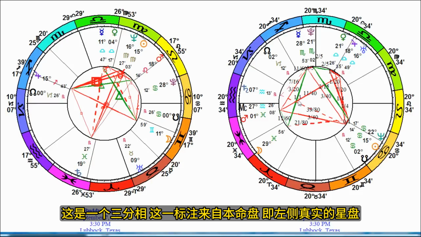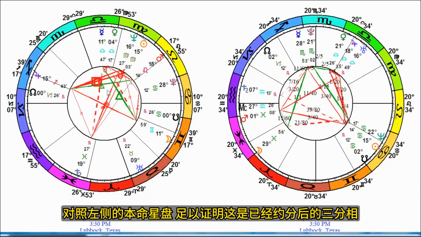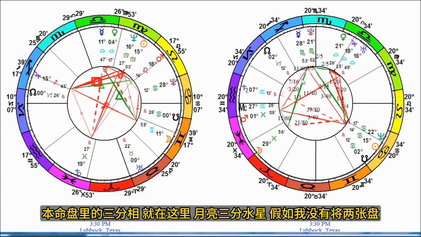This label is the label in the real chart. In the real chart, on your left, is the only real chart. It's a 1/3. So that's telling me it reduced. It's actually a trine in the natal chart. And there it is. Moon is trine Mercury.